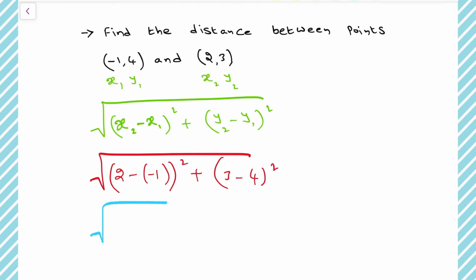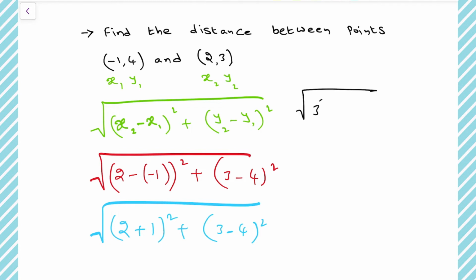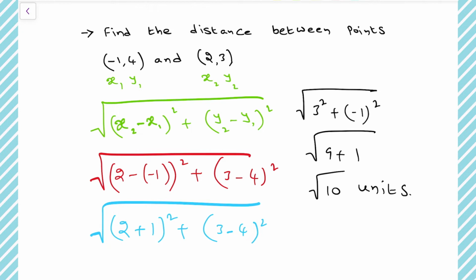Under root 2 minus into minus 1 plus 1 whole square plus 3 minus 4 whole square. Under root 2 plus 1, 3 square, plus 3 minus 4, minus 1 square. Under root 3 square 9 plus minus 1 square 1. So under root 9 plus 1, 10. So the distance between the given 2 points is root 10 units.